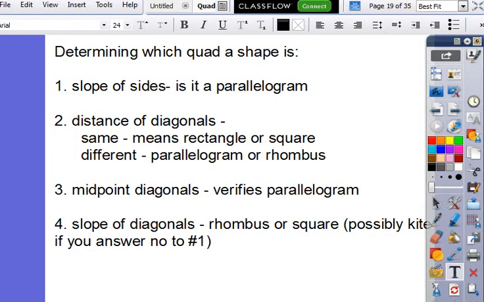And then the last one, we're going to do the slope of the diagonals. It's going to help tell us rhombus or square. And really, I probably need to put some more stuff in here. If it's perpendicular, it's a rhombus or a square. If it's not, it's parallelogram or rectangle. But we'll answer these questions, and then we'll be able to say what kind of figure we're looking at.